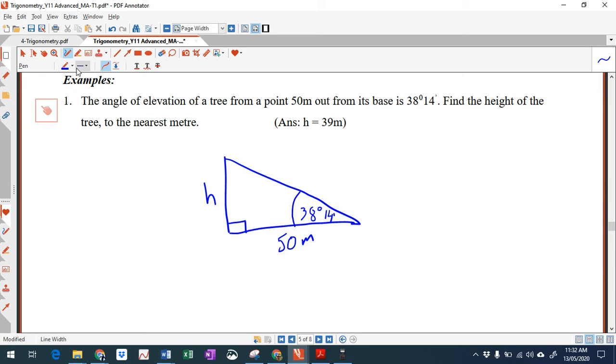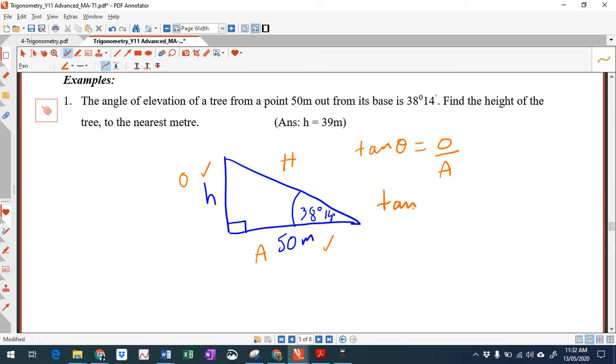Now, in that diagram we've just drawn, the opposite side is here. The hypotenuse is here. The adjacent side is here. The two sides we're working with are the opposite side and the adjacent side, which is tan. So you can write down tan theta equals opposite divided by the adjacent side.